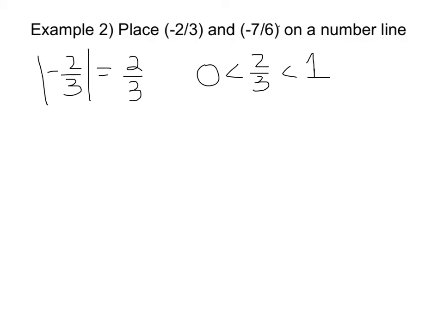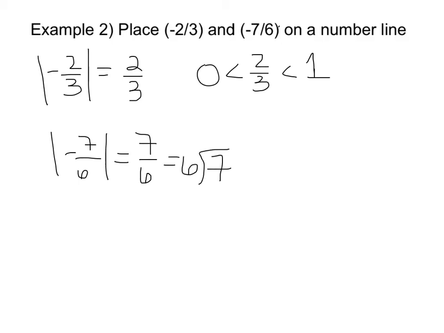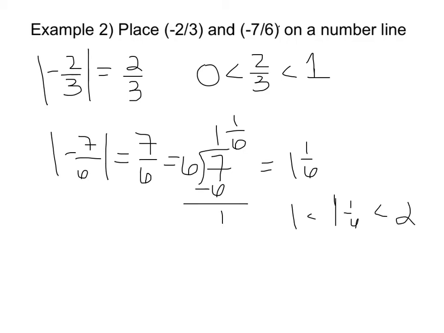I'm going to do the same thing for negative 7/6. The absolute value of negative 7/6 is 7/6. Now this one's not so easy to figure out where it goes on a number line. I'm going to have to do the division, 7 divided by 6. 6 goes into 7 one time. 1 times 6 is 6. 7 minus 6 is 1, so it's 1 and 1/6. So I know that 1 and 1/6 on a number line is going to go between 1 and 2.